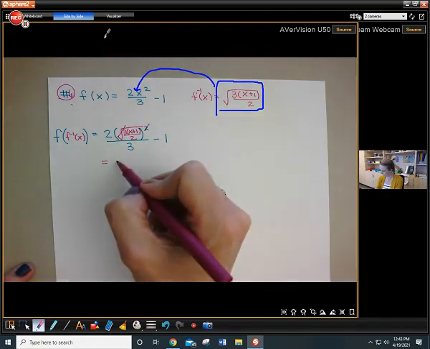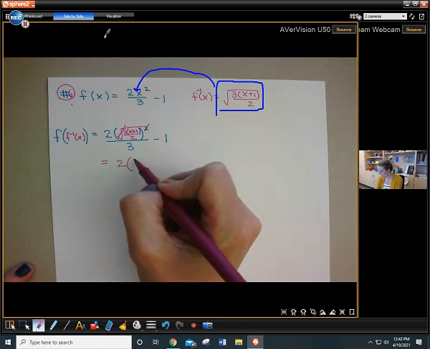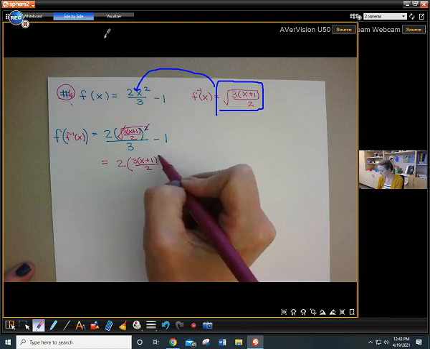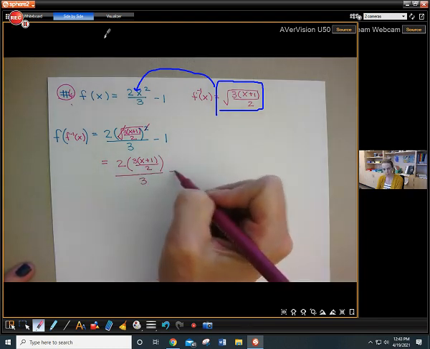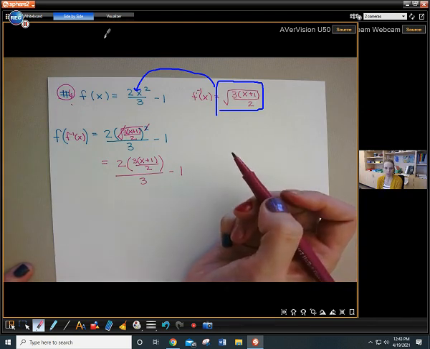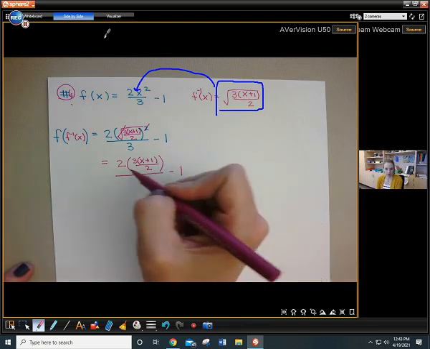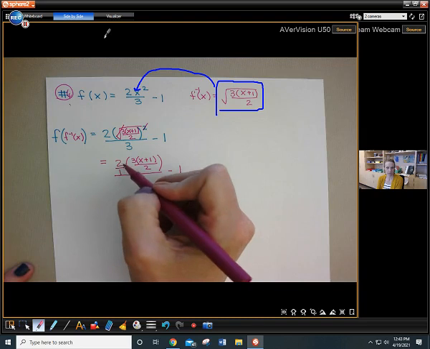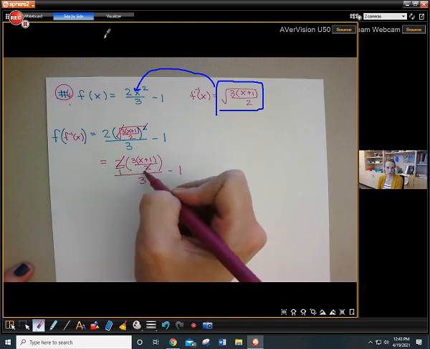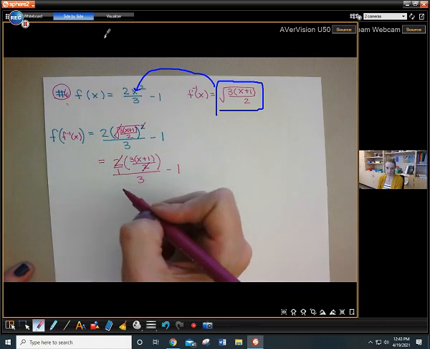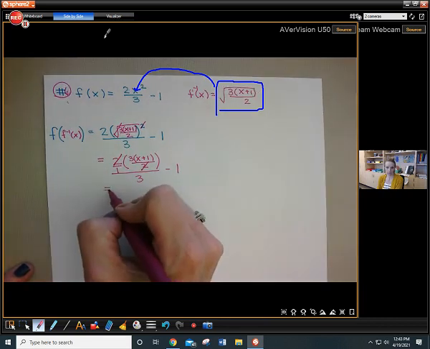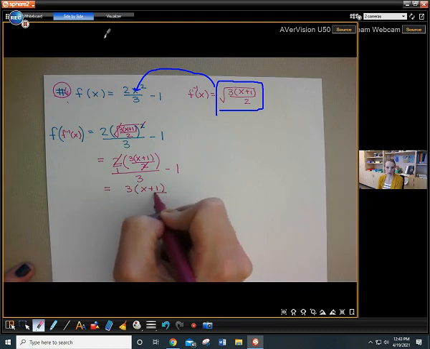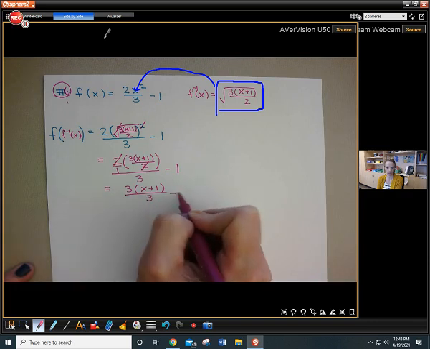That leaves me with 2 times 3 times (x plus 1) divided by 2. All of that's divided by 3, and then I'm subtracting 1. Okay, so it looks busy. If I focus on the numerator, you could think of a 2 as being 2 over 1, and the 2's would cancel because you have 2 in the numerator and 2 in the denominator. So what does that leave us with? That leaves us with 3 times (x plus 1), all of that over 3, and then I'm subtracting 1.